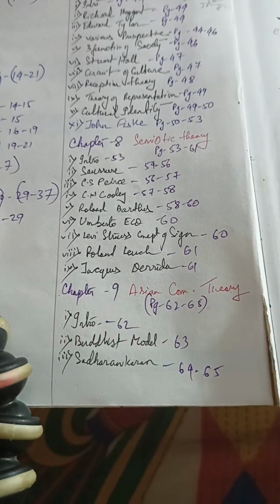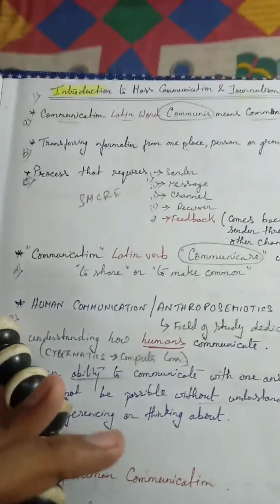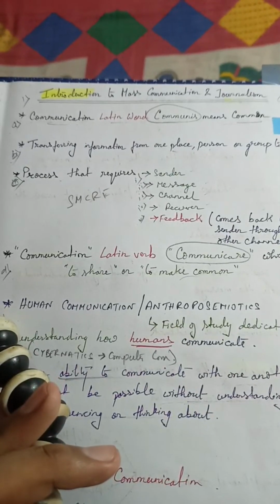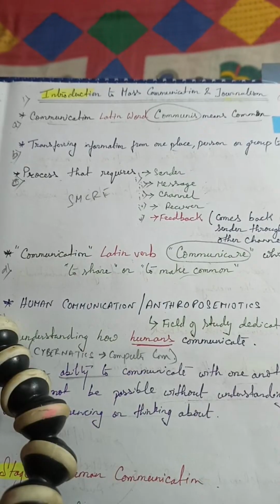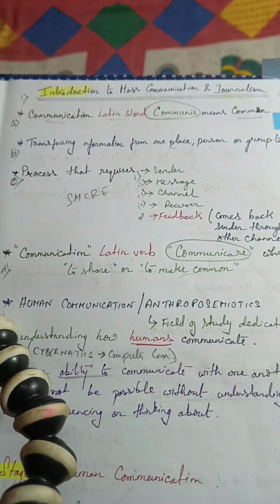9 topics. So first things first, let's start with the first chapter's first topic, that is communication. Introduction to communication. What is communication? Communication came from the Latin word communis, which means common. Transferring information from one place, person, or group to another is known as communication. The process of communication is simple: sender, message, channel, receiver, as well as feedback.